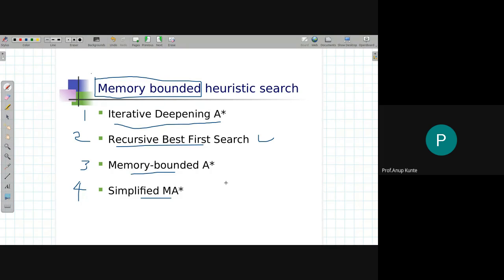I told you that you can read these algorithms briefly on your own and understand what kind of improvement they have over A star and how exactly they work. Nobody is going to ask you a problem to be solved on any of these four algorithms, but you could get in your examination a problem related to A star, best first search, or the other uninformed search algorithms that we already saw.